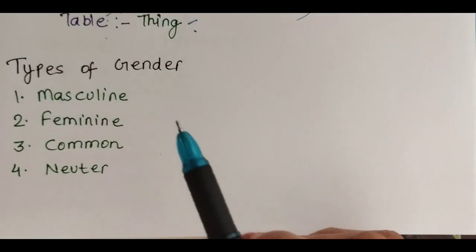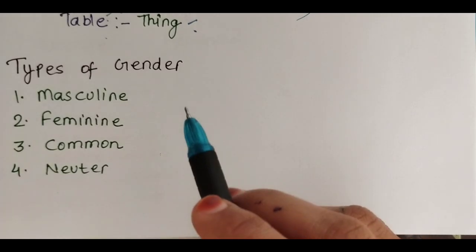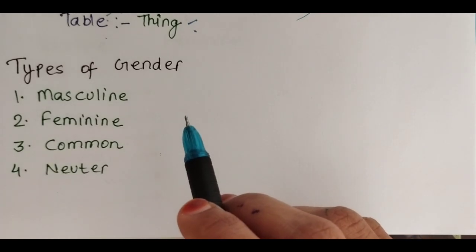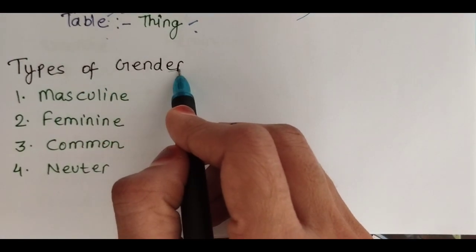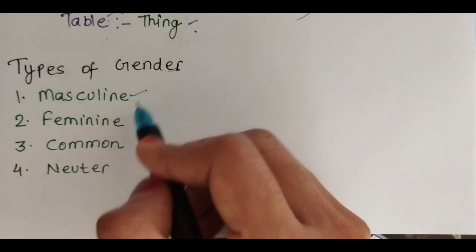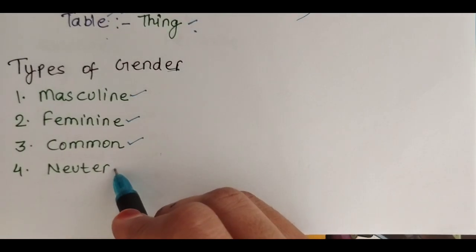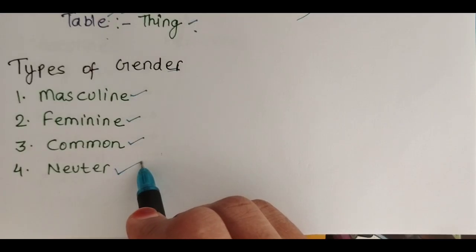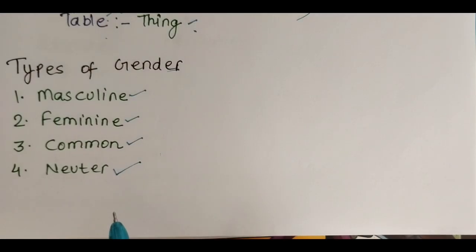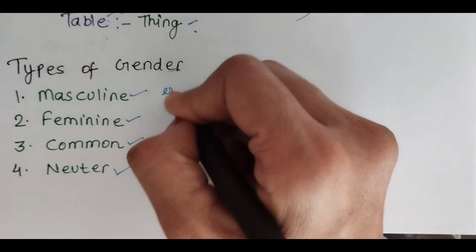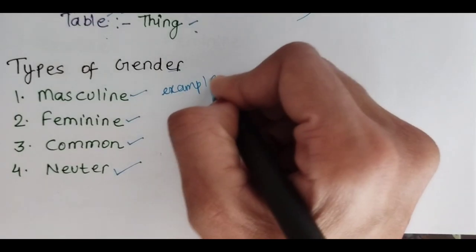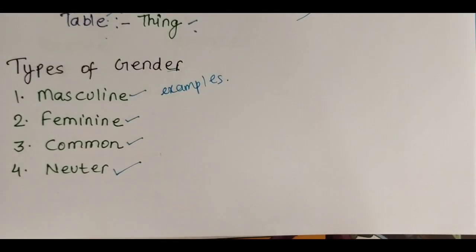Now let us learn the types of gender in English grammar. There are basically four types of gender. First one is masculine, second one is feminine, third one is common gender, and fourth one is neuter gender. We will understand each type one by one with easy examples. Okay? So let's start with masculine gender.